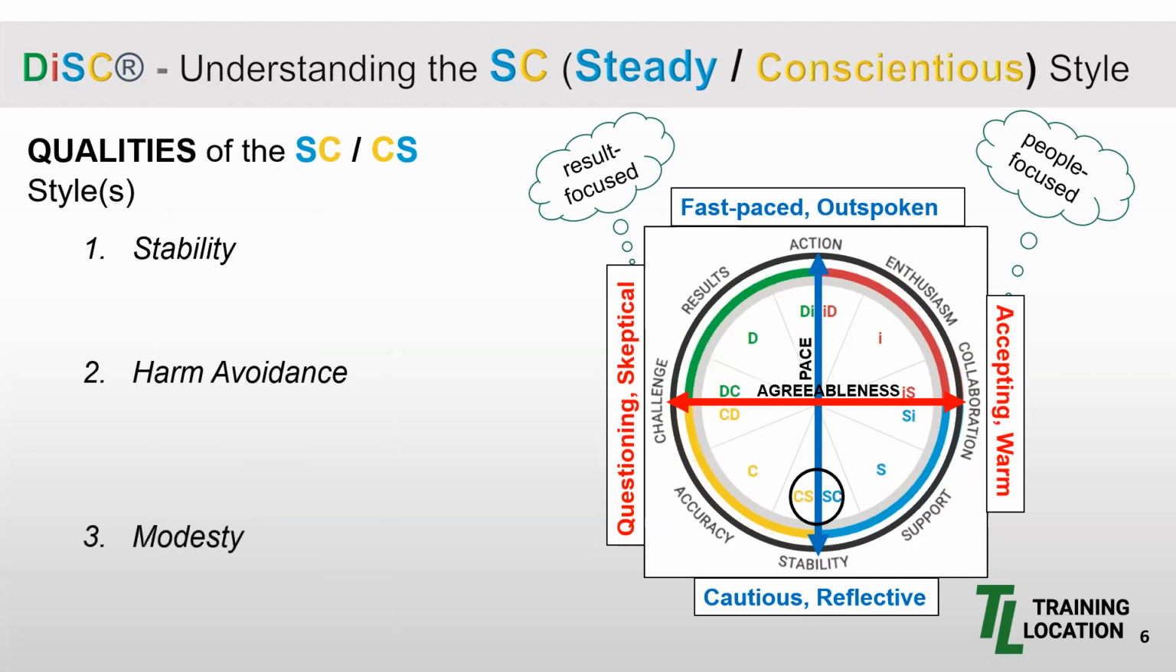Now, let's look at stability. If you ask the SC, they will tell you that chaos and uncertainty are generally uncomfortable for them. They take a cautious approach to change and prefer to maintain the status quo. They have a better sense of what to expect, and this allows them to trust that their persistent, conscientious efforts will pay off.